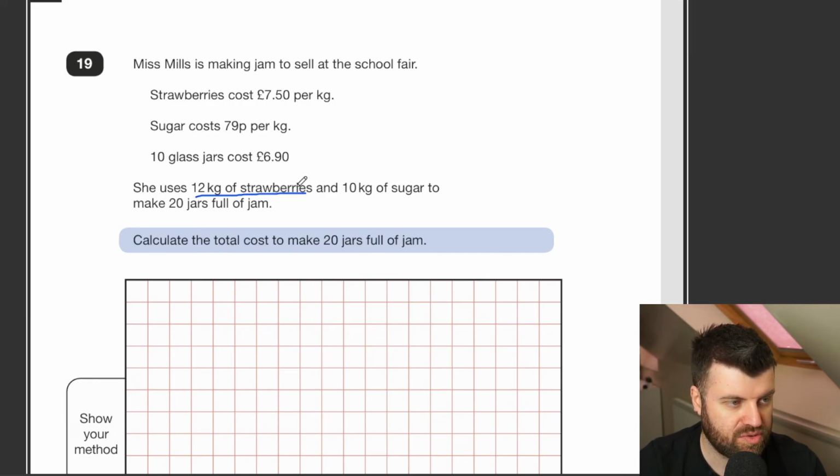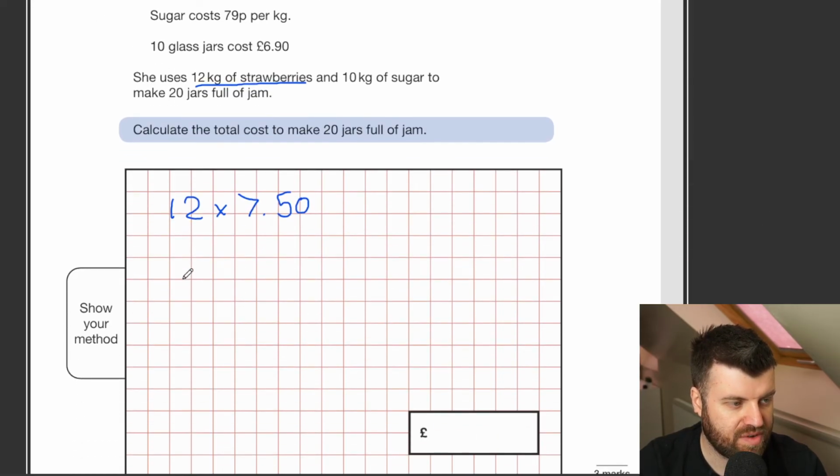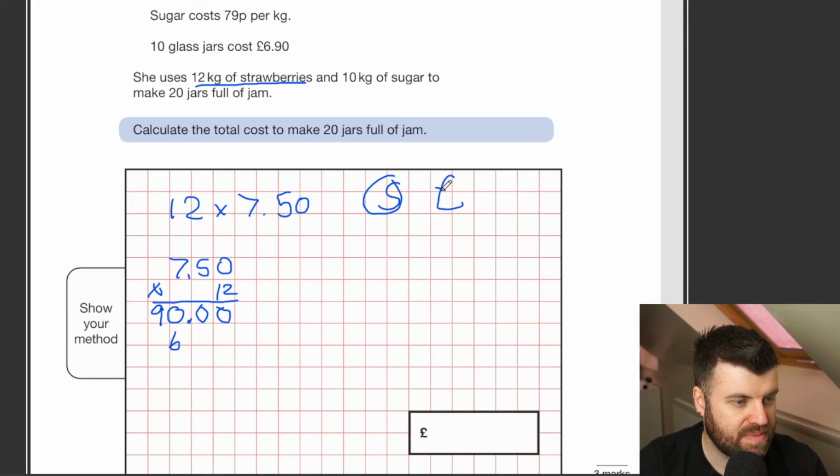12 kilograms of strawberries. So we have 12 multiplied by 7.50. Let's write this out like this. £7.50 times, and because I know my 12 times table, I can just treat it as a 12. 12 zeros are 0. 12 fives are going to be 60. So I have a 0 there, and the 6 goes down with a decimal place. 12 times 7 is 84, plus the 6 is 90. So the strawberries cost £90.